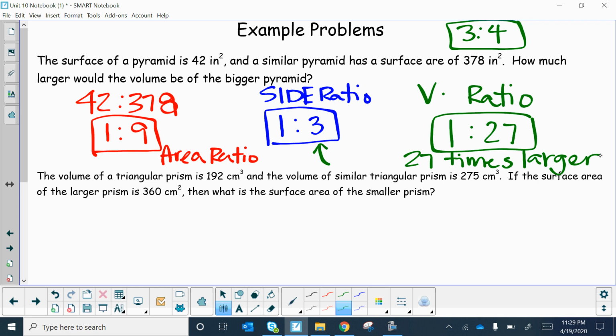Okay, so just because the surface area got 9 times larger doesn't mean that's how many times larger the volume is going to get. Okay, so 27 times larger. All right, let's try one more.